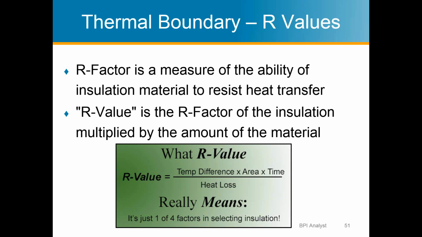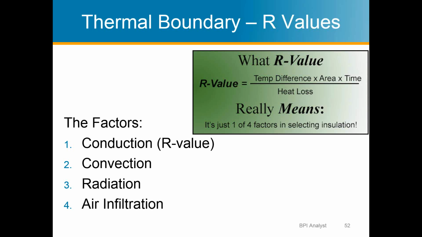But R value is really just one factor about insulation. The other factors we talked about last time are conduction, convection, radiation, and air infiltration. I guess we talked about this time. So R value is a form of conduction. It's a measurement of how easily energy is conducted through the wall. But energy can also move by convection, that's air leaks and air infiltration, and then by radiation through the wall.